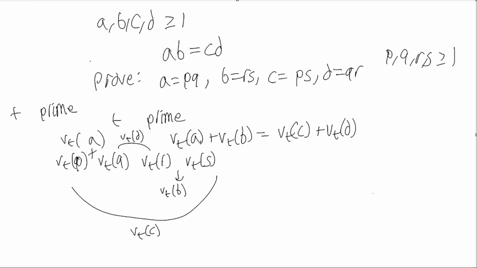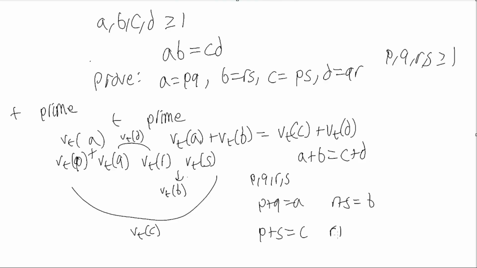Now these nu t's look all scary and everything, and it convolutes our notation. So let's go ahead and rephrase it as follows. Let a plus b equals c plus d, where all of these are non-negative integers. Prove that there exist p, q, r, and s such that p plus q equals a, r plus s equals b, p plus s equals c, and q plus r is equal to d.